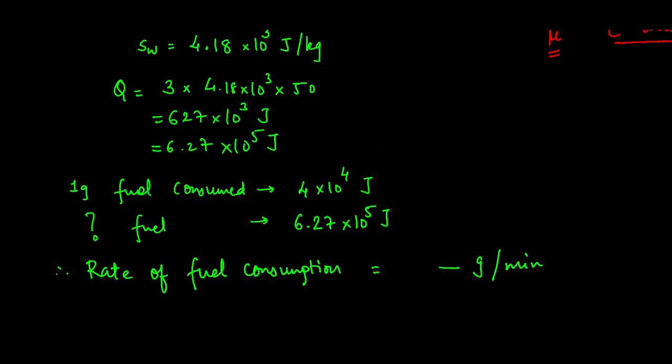Some people get 43, some 15.6, some 6.3, everyone got a different answer. So we are going to do 6.27 divided by what? 4. Yes, 1.567 into 10 raised to 1, so 15.67 or something like that. Okay, so that is going to be the correct answer. Yeah, okay, fine. So I hope you understood this question.